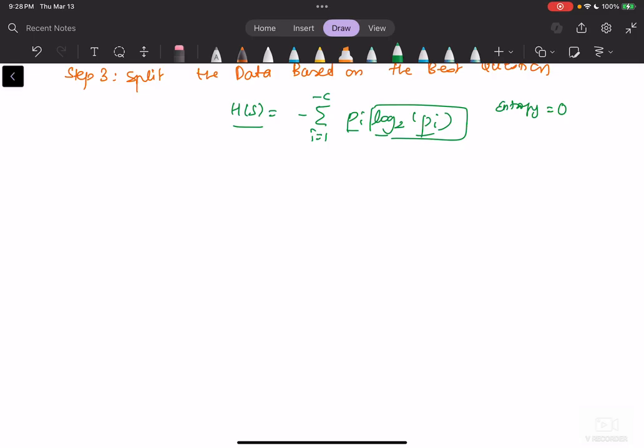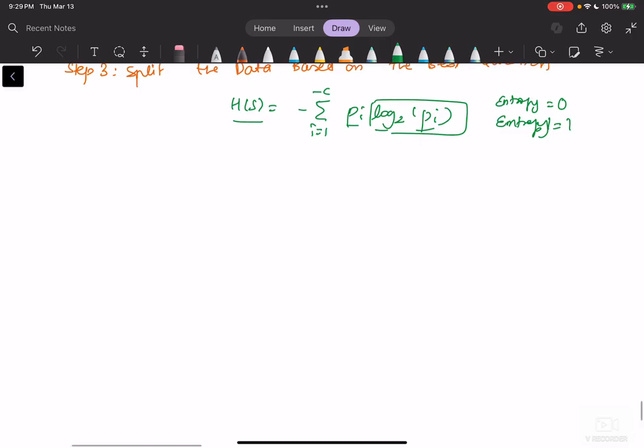Pure means maybe in that group it's all the same fruit, and entropy 1 is a completely mixed group, right? Like it could be 2 bananas and 2 oranges. That's a completely mixed group because there are 2 of each, and then the total is 4.